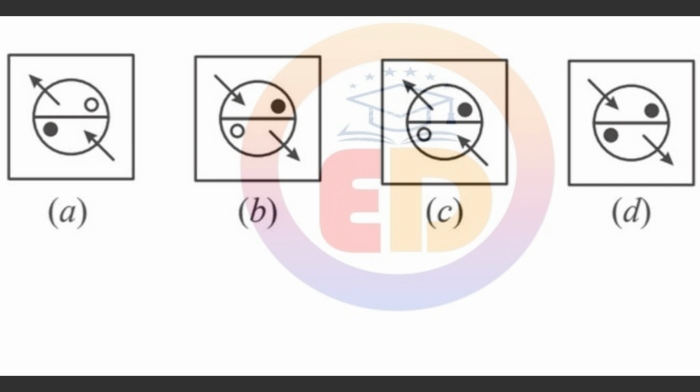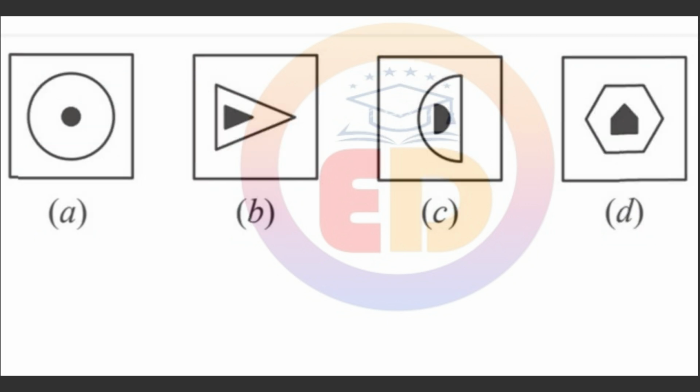In these four figures, there is a bigger circle which is divided from the center into two parts, and there are two arrows. One of the halves is shaded, another is unshaded. The second figure is just a rotated form of the first figure. The third figure is also the rotated form of the second figure, but in the fourth figure D, you see both the halves are shaded. So this is our answer, option D.